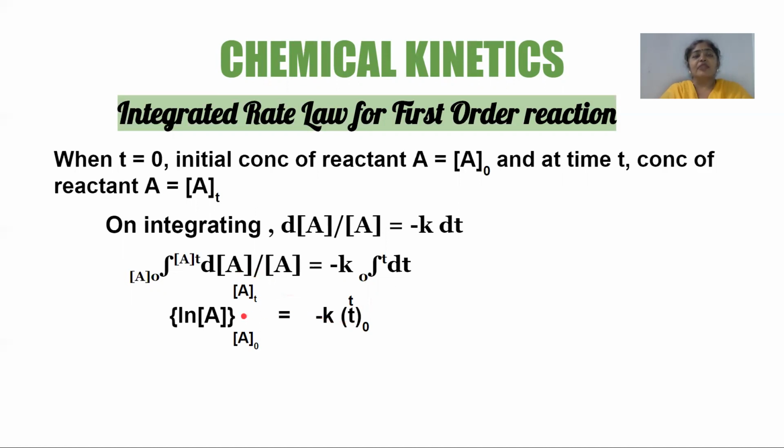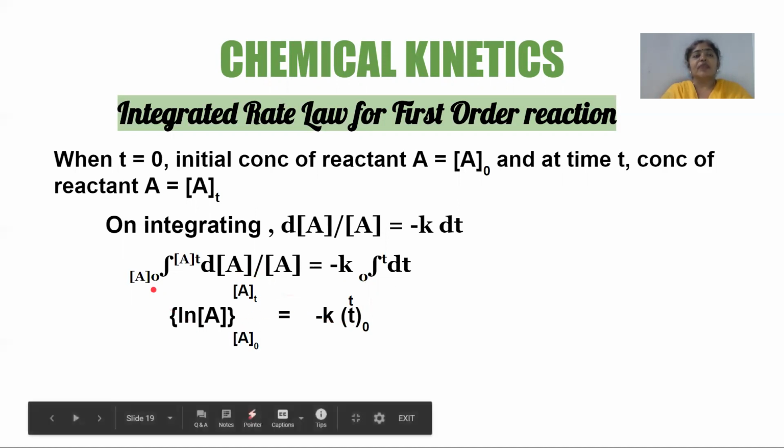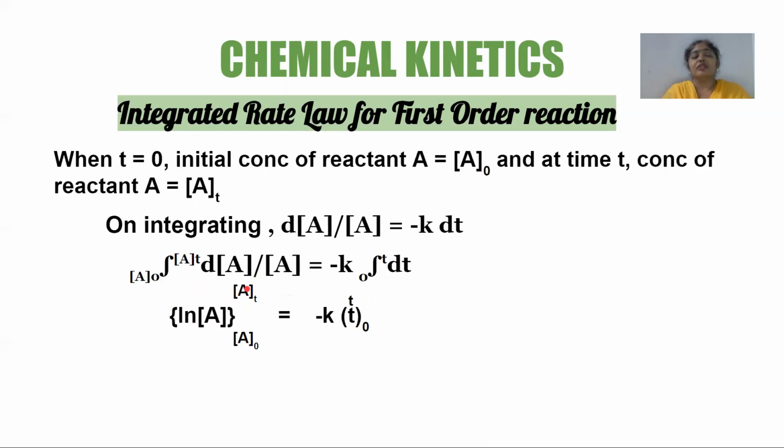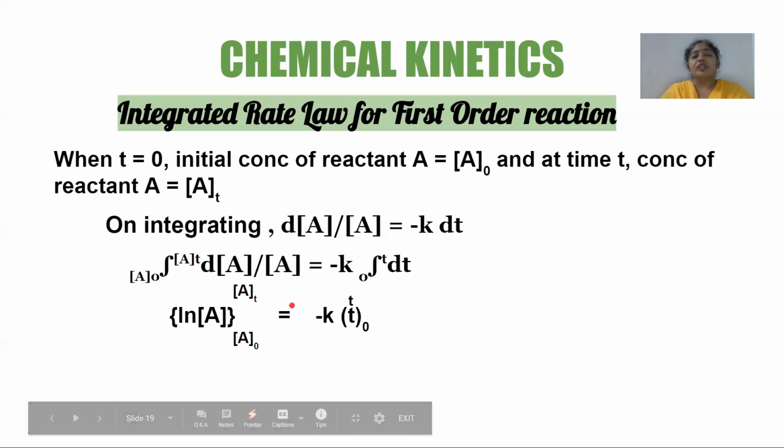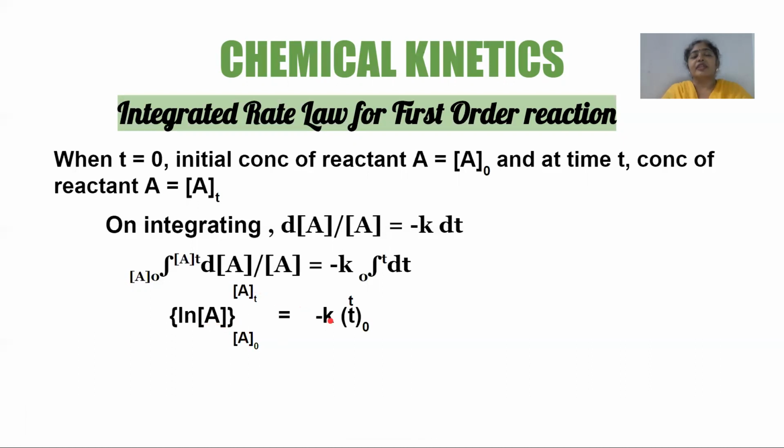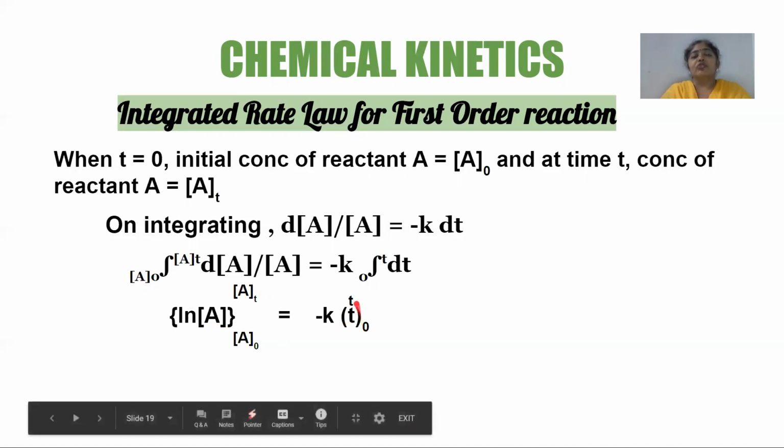We need to apply the limits here. So the limits are from A0 to AT, that is the initial concentration to the final concentration. So I've written here log A from A0 to AT. Similarly, here the k is a constant, it remains as it is, minus k. Integral of dt was t from the limit 0 to T. So when we apply the limits, we get log AT minus log A0.